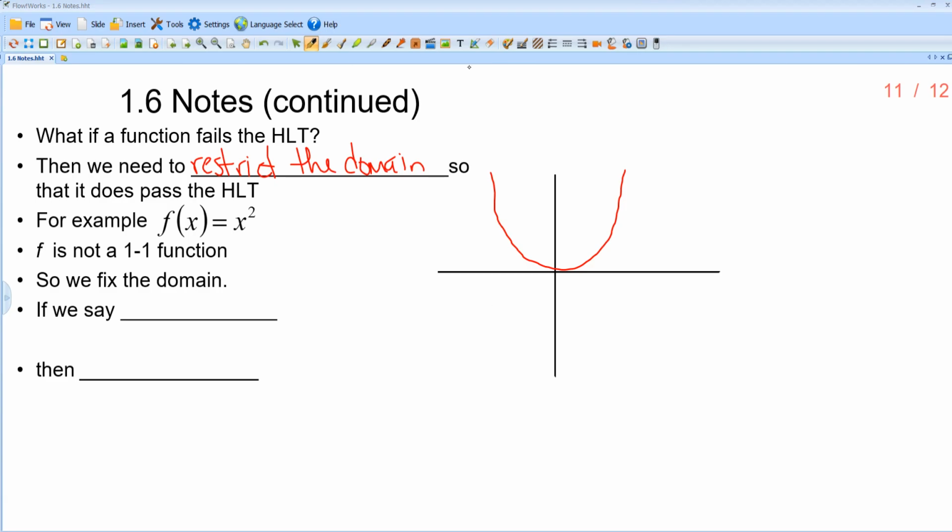And you don't have to draw this next thing that I'm going to do, but if I were to draw a horizontal line right here, I can see that it fails the horizontal line test. So instead, what we're going to do is restrict this domain.